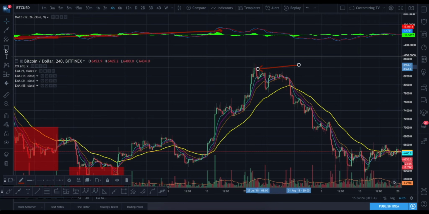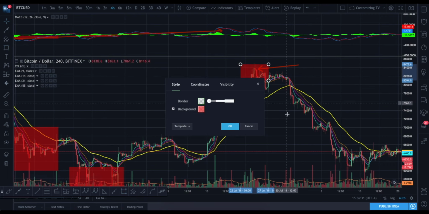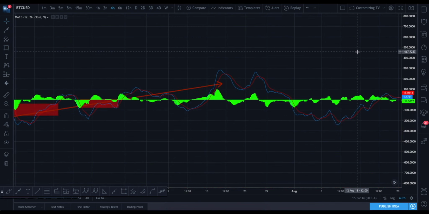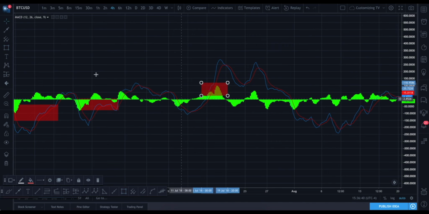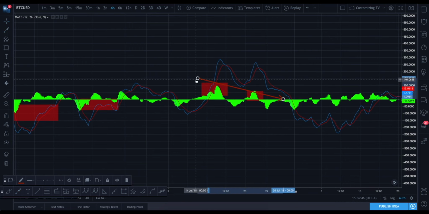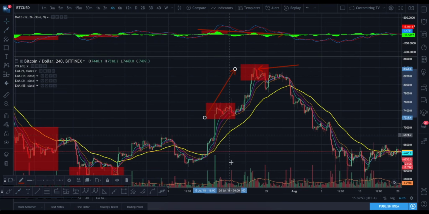So you have 2 tops here, one here, and one here. And if you go over here to the MACD, let's get rid of this arrow. The 2 tops were here and here. And look at that. Same thing all over again. Hidden bearish divergence. This was coming down as price was going up. Does not get better than this, guys.